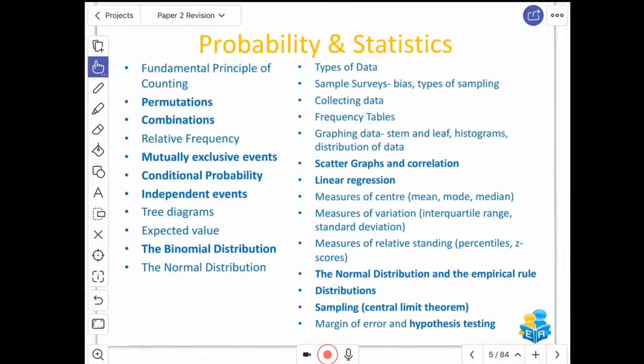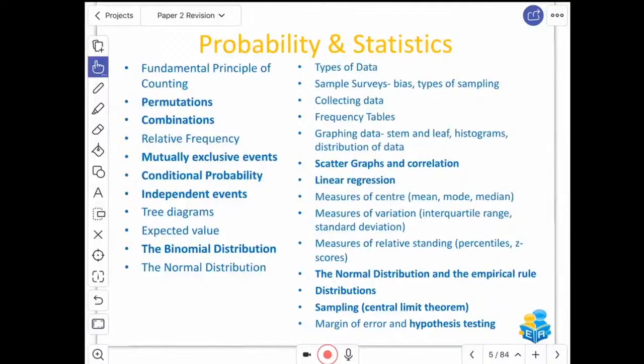And then we're going to go on and look in statistics at some of the scatter diagrams or scatter plots and correlation coefficients. And I'm also going to do a mix of probability and statistics where we're looking at the normal distribution, the empirical rule, sampling, hypothesis testing, 95% confidence intervals, etc.